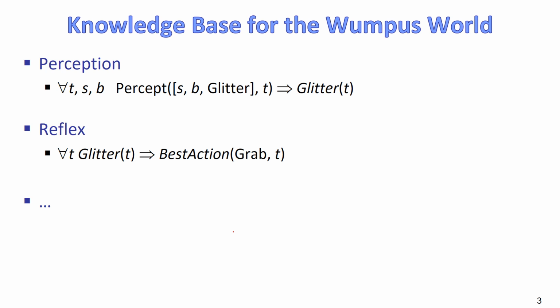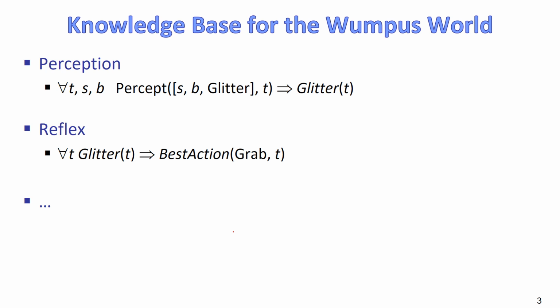The second example, or the second domain, is the Wumpus world. Okay, remember the Wumpus world that we started earlier? Now, we want to see how we can use first order logic to represent sentences in the Wumpus world.